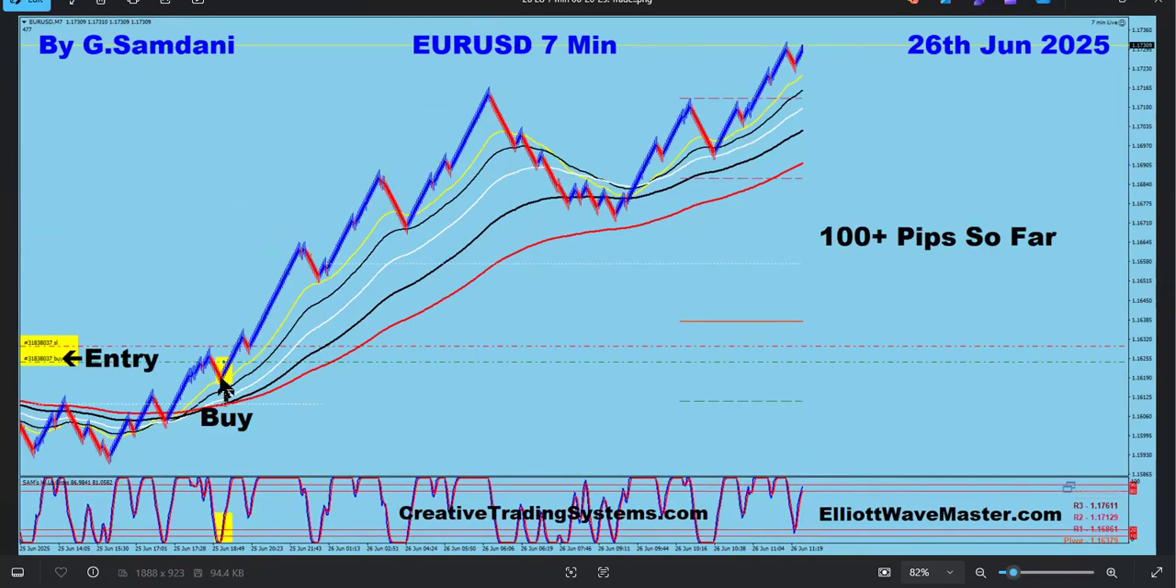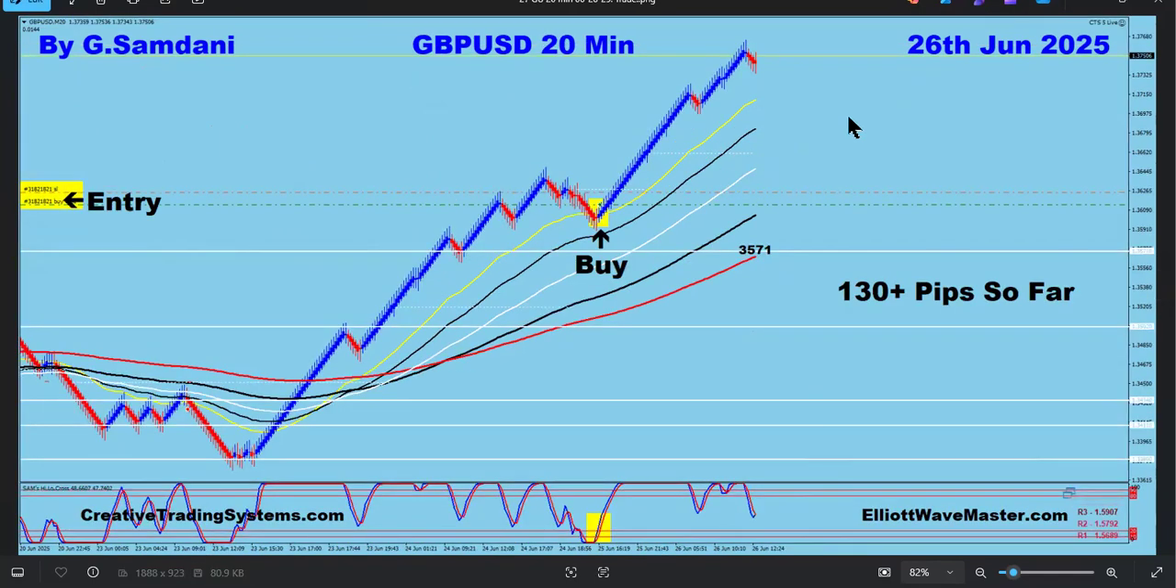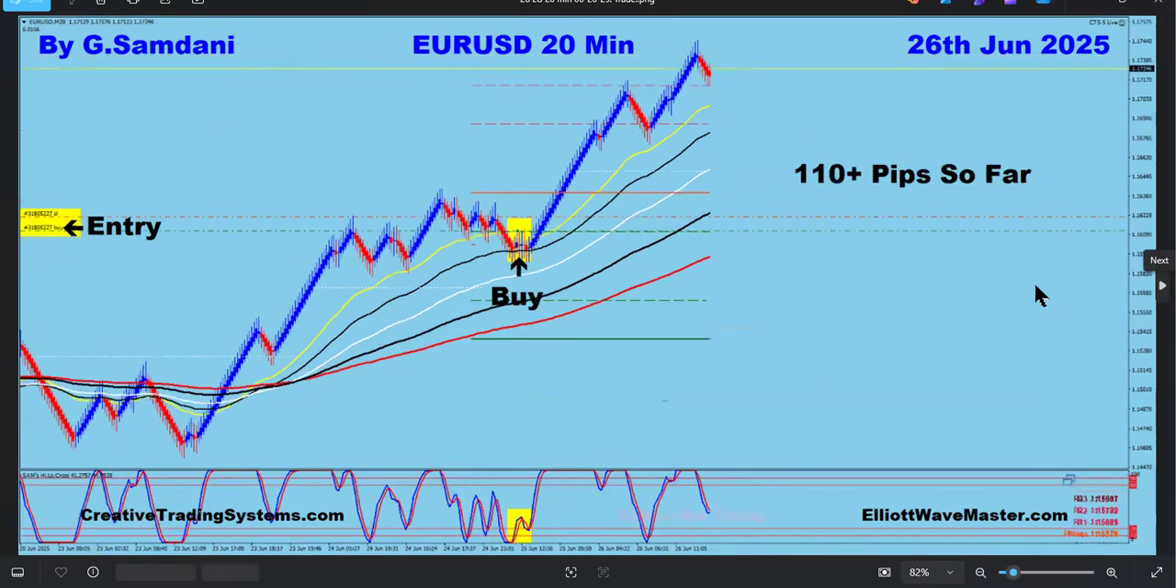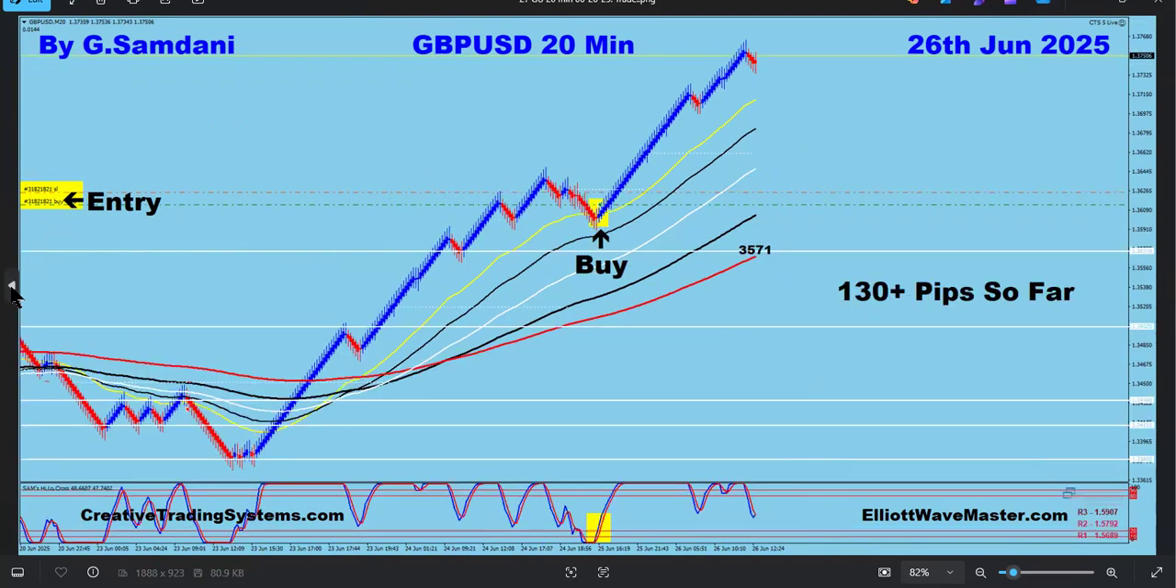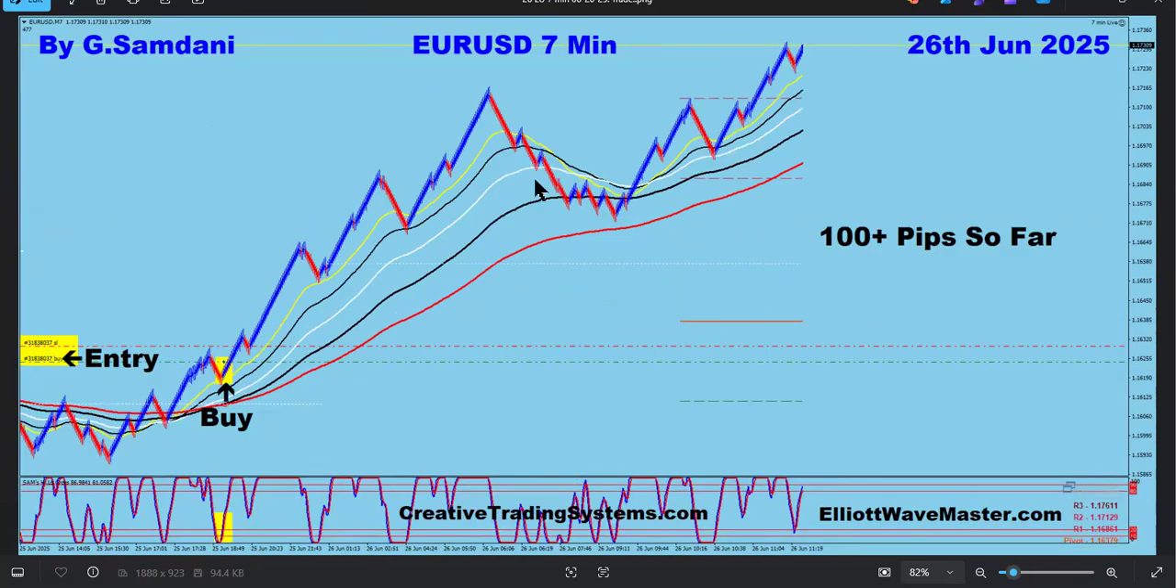Here you see that beautiful entry, 100 pip, Euro USD on the 26th. On the 26th, pound USD as well, 130. And here, 110 pip, Euro USD, 20-minute chart. That was a 7-minute entry. This is a 20-minute entry. That was, I think, from Omar's computer. This one here, the 20-minute. This was the 20-minute entry. It looks bearish here on the 7-minute, but basically it is a 20-minute entry.